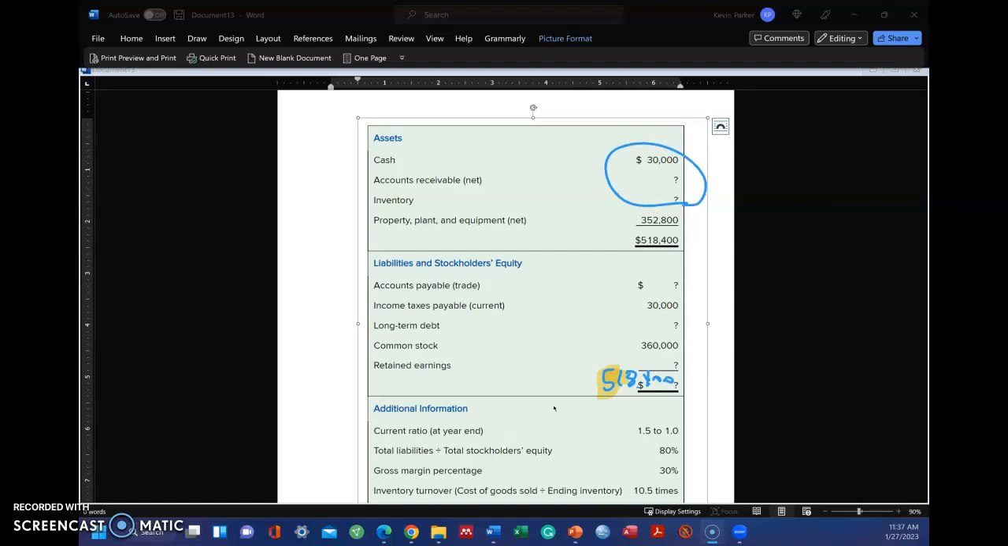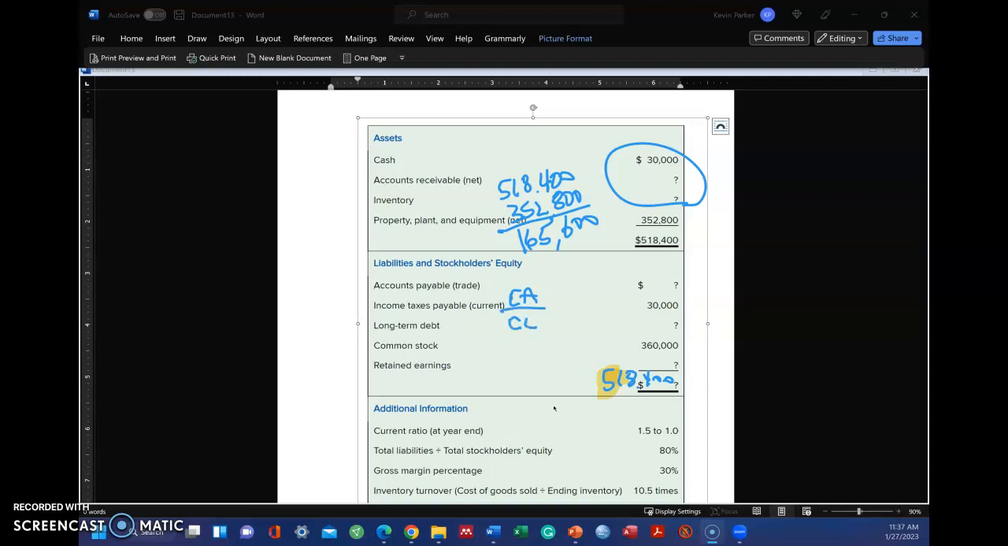All we need to do is take and subtract our total assets from our one long-term liability that was given, and that will give us the total of our current assets. So by taking 518,400, subtracting 352,800, that gives us our total current assets. Now again, I don't know how much of that 165,600 is accounts receivable and inventory, but we do know part of the 165,600 is 30,000 cash, right? We also were given, and I'm going to let y'all look that up, I'm not going to change screens.